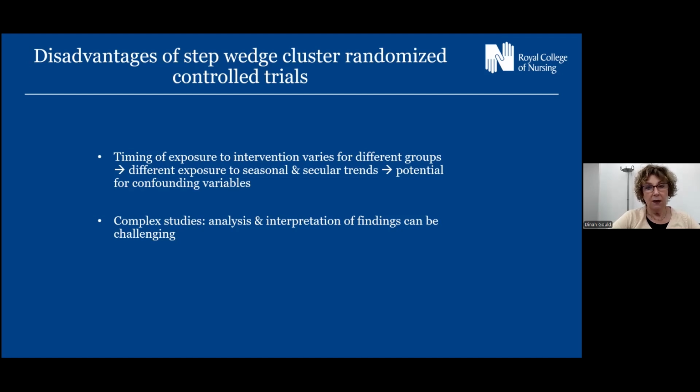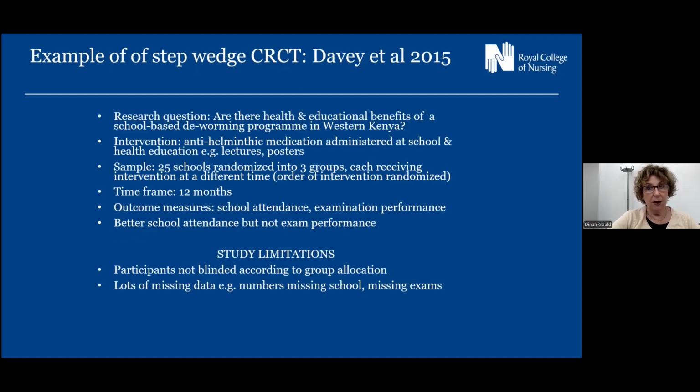These studies are very complex and they can be very difficult to analyse. Remember that we talked about worm infestations a few weeks ago. Well, here is an example of a stepped wedge trial that took place in Kenya some years ago. The research question was: are there health and educational benefits of a school-based deworming programme? The incidence of worm infestations is very high in Western Kenya, which by and large is not a very wealthy country. And so the intervention was to give antihelminthic medication, worming tablets, at school, and health education lectures and posters to the children.